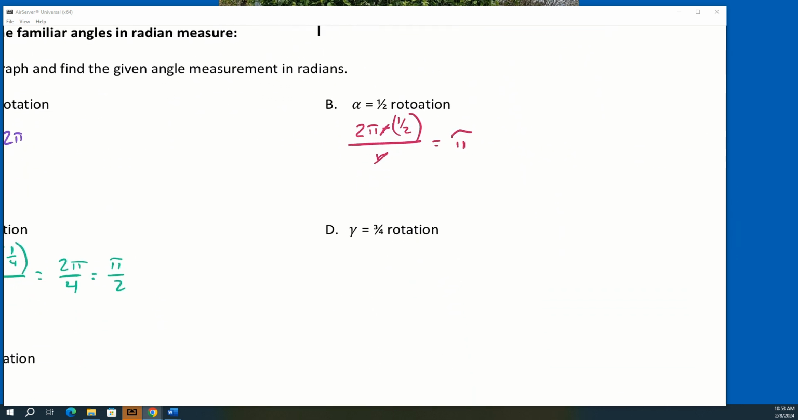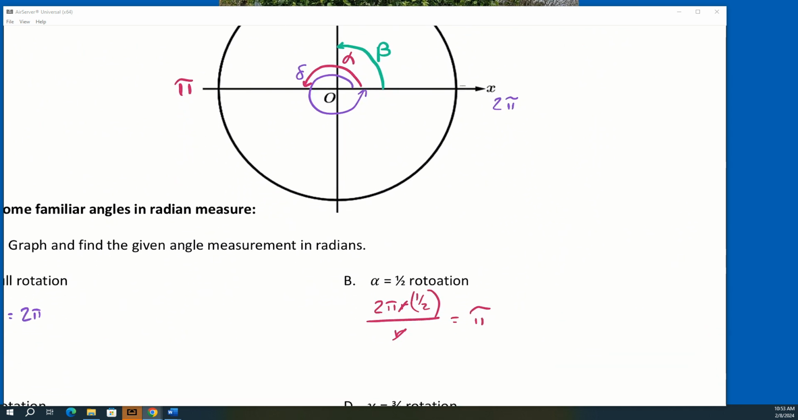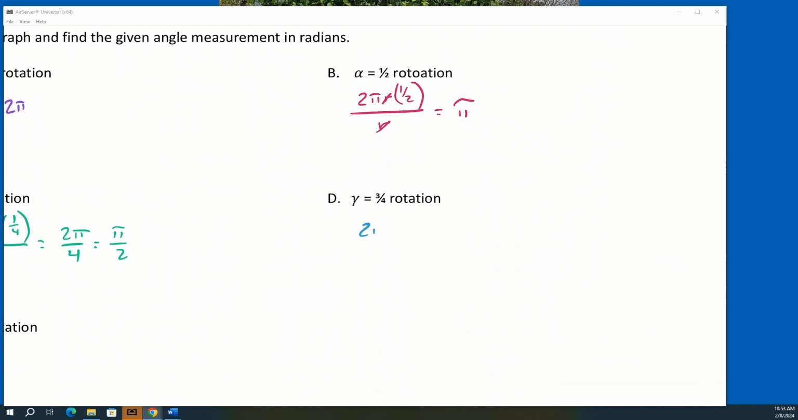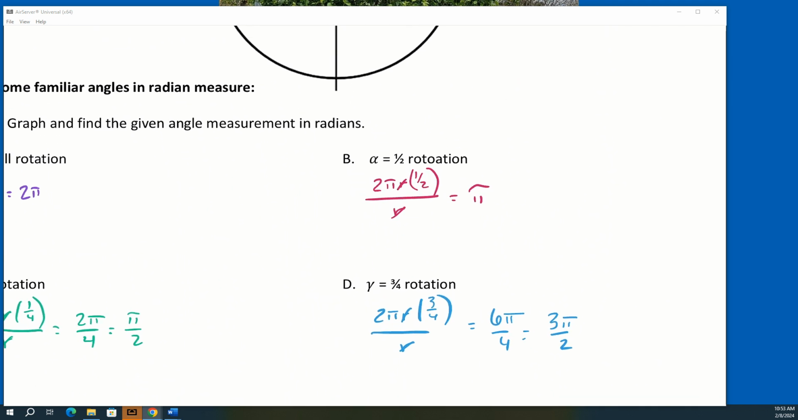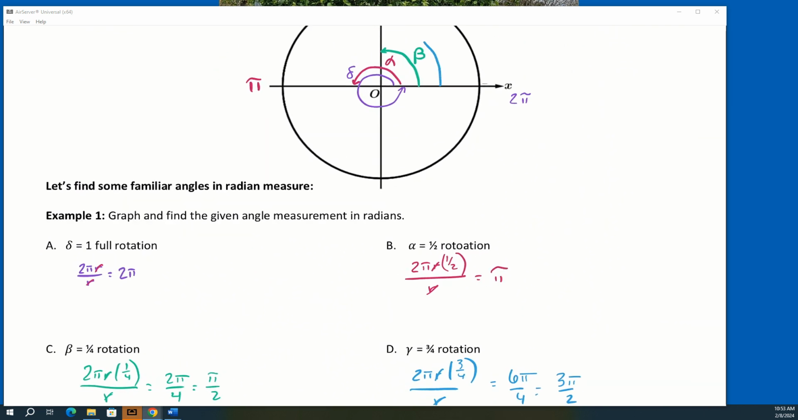All right, and then 3/4. Any guesses what that's going to be? All right, that's good. So we'll take the 2 pi r, multiply it by 3/4, divide it by the radius. So it's going to be 6 pi over 4, or 3 pi over 2. That's going to be gamma.